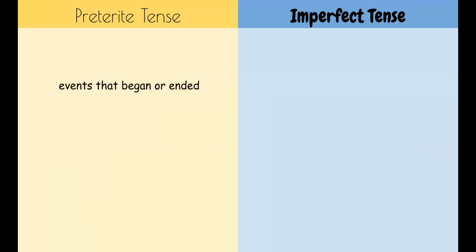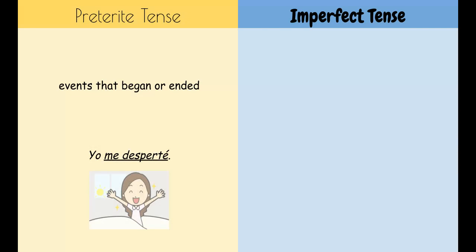Going back to the preterite, we can also use it to talk about events that began or ended. And it doesn't necessarily have to be the words began or ended or started or stopped. You can also imply endings and beginnings. So for example, you could say, yo me desperté, using the preterite tense, meaning I woke up. This sentence is implying that I started being awake and I stopped being asleep. It's a whole event, kind of a change in my state.